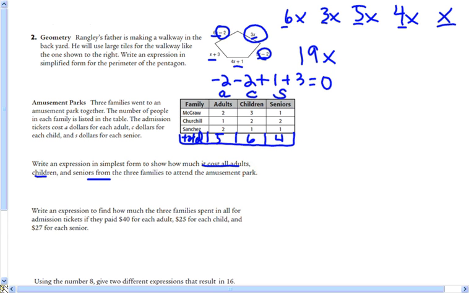5 plus 6. And the expression is we need to multiply the number of adults times the cost per adult. And that's A. So the expression for the cost for the adults is 5 adults times $8 per adult ticket, plus we have 6 children times C dollars for each child ticket, plus 4 seniors times S for the price of each senior ticket. And then that's the expression we're going to use.